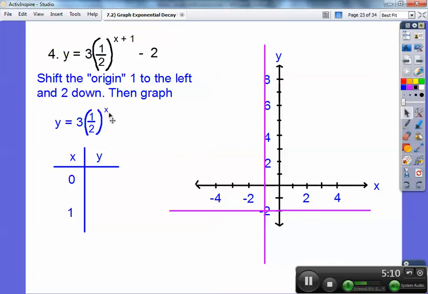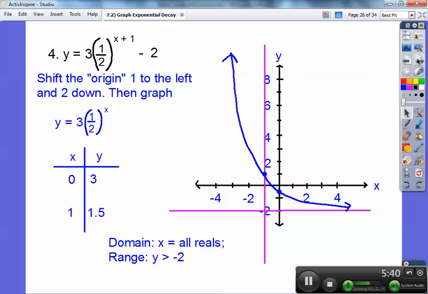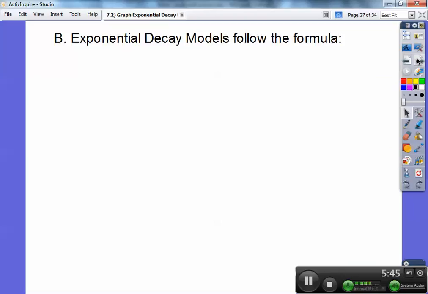Okay, 1/2 to the 0 is 1, 3 times 1 is 3. So I'm going to graph 0, 3, which is going to be right here. And then when I do 1, 1/2 to the 1 is 1/2. 3 times that is 1 1/2. Remember this is my new origin, so over 1, up 1 1/2. So that really has ordered pair 1, negative 1/2. And so there's my graph, and it's going to go down like that. Now my domain is still all real numbers, but my range is y is greater than that -2.